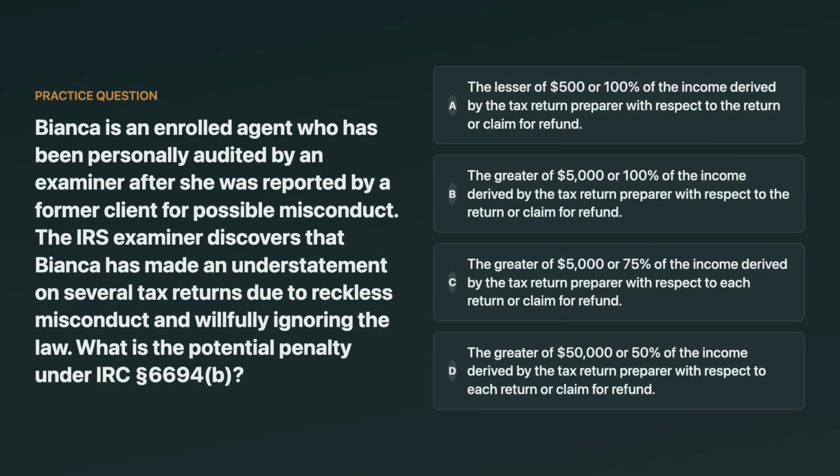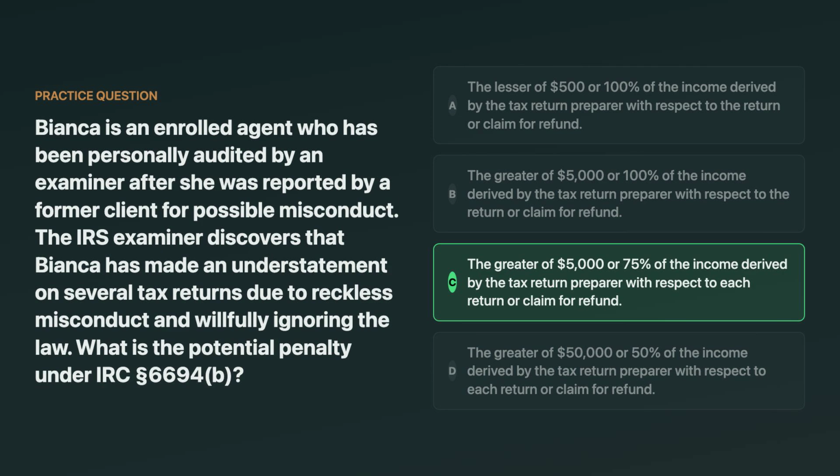Bianca is an enrolled agent who gets personally audited after a former client reports possible misconduct. The examiner finds she understated tax on several returns due to reckless misconduct and willfully ignoring the law. What's the potential penalty under IRC Section 6694B? The choices include a lesser of formula, a greater of formula using 100%, and a greater of formula using 75%. Think about it.